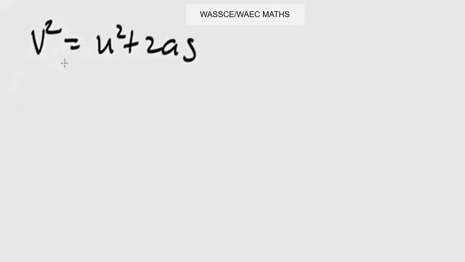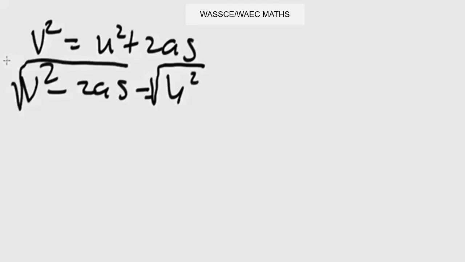As usual, we are trying to make u stay alone at one side of the equation. To do that, this 2as will cross over the equality sign and change to minus 2as. So when you do that, you're going to have v square minus 2as equals u square. Now, to make u the subject formula, you have to take the square root of both sides.